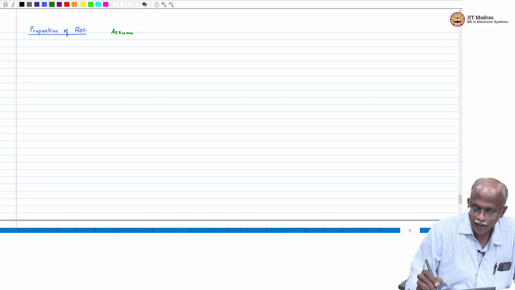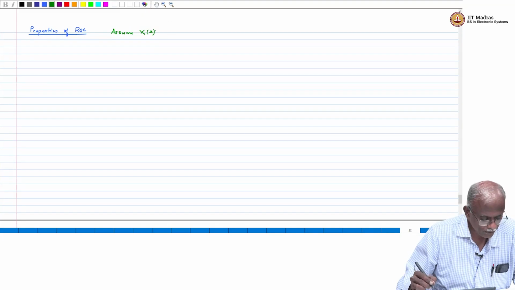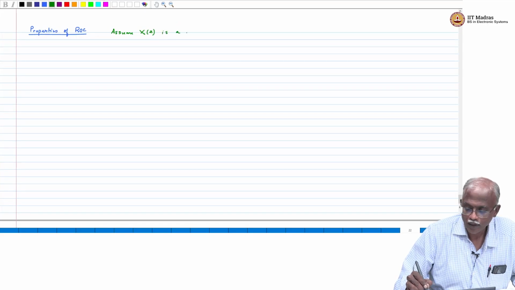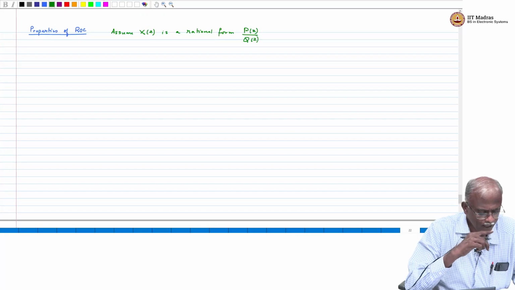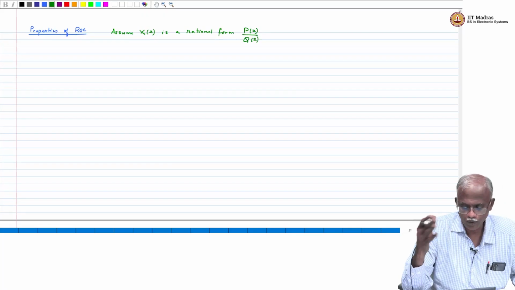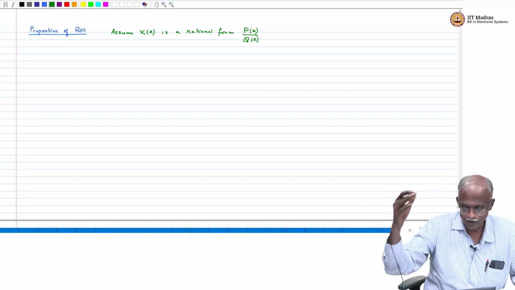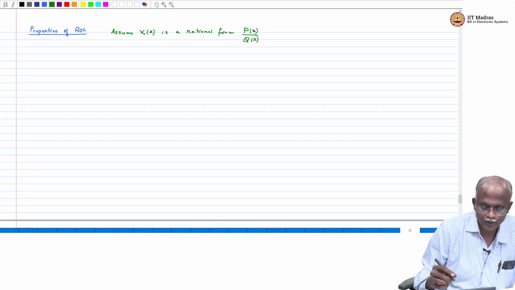Assume that X of z, the Z transform of the sequence x of n, is of the rational form P of z by Q of z. Okay, this is X of z. Why do we want that? Because that will then tell us what are the zeros and poles. Zeros of P of z are the zeros of X of z, zeros of Q of z are the poles of X of z. So, therefore, it is easy to get the expression.